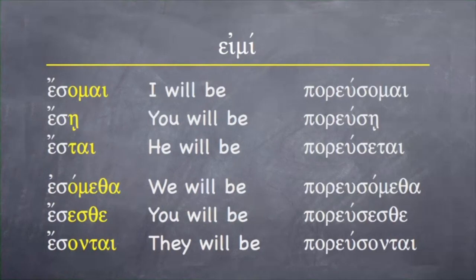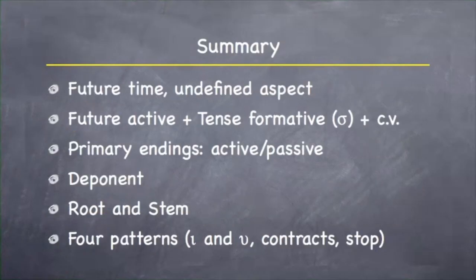Esometha, esesthe, esontai. I remember when I was learning eimi, I just decided to memorize that paradigm. It's pretty regular, so you probably don't have to, but you may want to. That's your choice. So what have we learned in chapter 19?